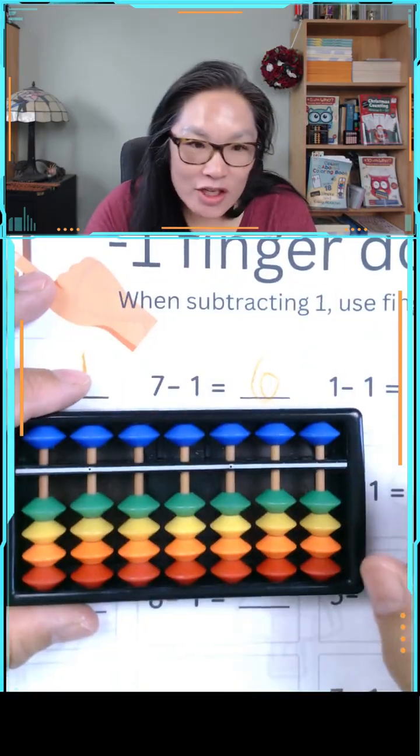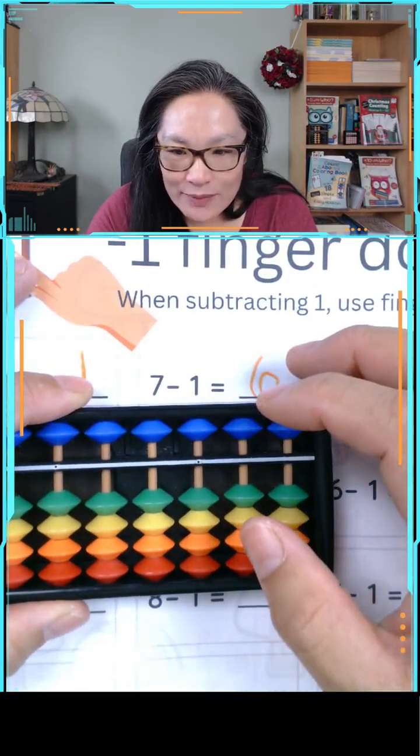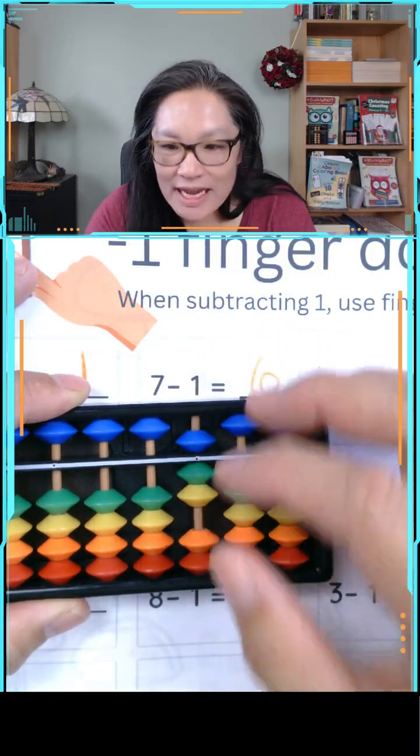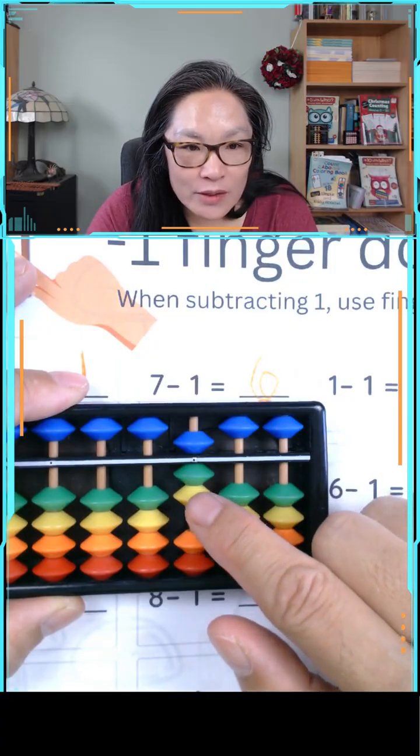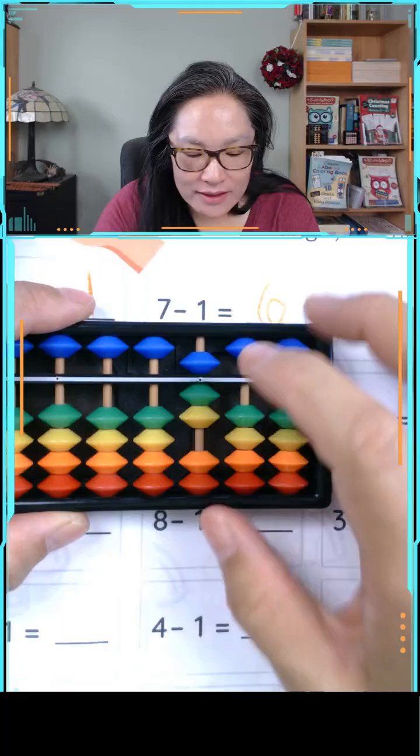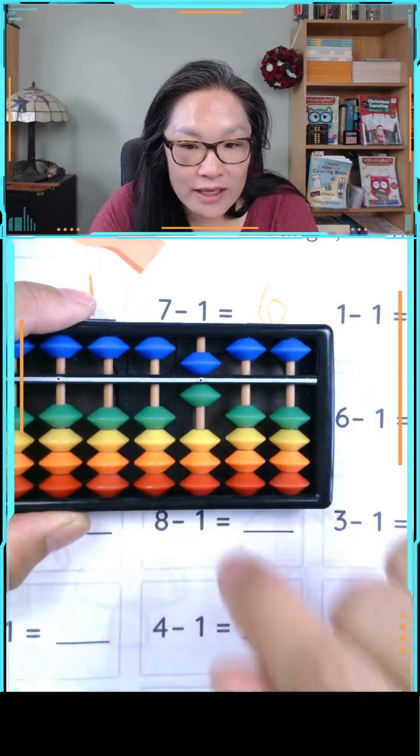Come on. So we're going to do 7 on the abacus. Then we have minus the 1. We're going to take away the 1. Is there enough to take away the 1? Yes, there is enough to take away the 1. So my final answer is 6.